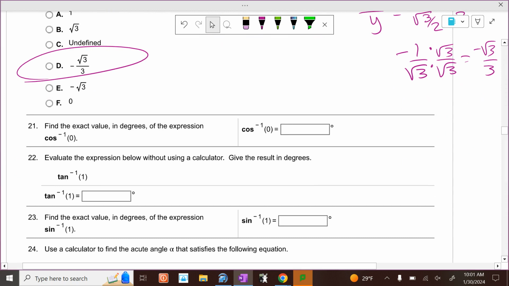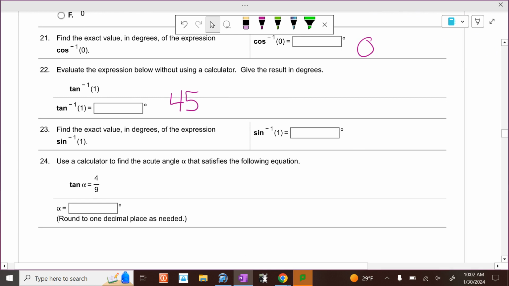Inverse cosine of 0. What that is asking is, where is the cosine equal to 0? And the answer is 90 degrees. That one you could type into your calculator. It would give you it. Inverse tangent of 1. It's saying, where is the tangent 1? Well, again, you could type that into your calculator, and you could get 45 degrees. Where is the inverse sine of 1? At how many degrees is sine equal to 1? Well, that is 90 degrees.